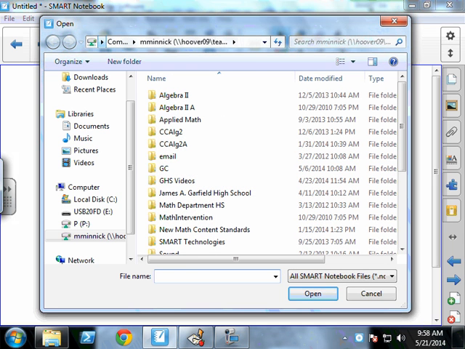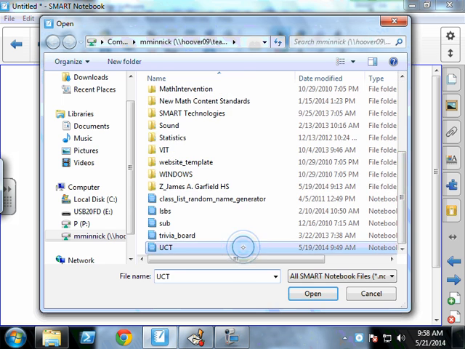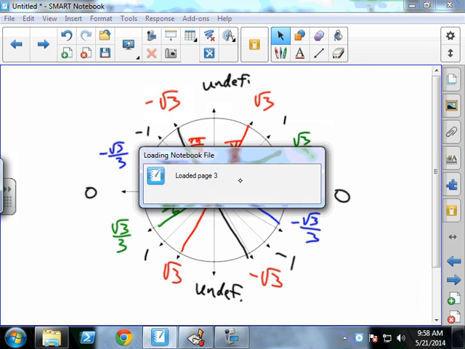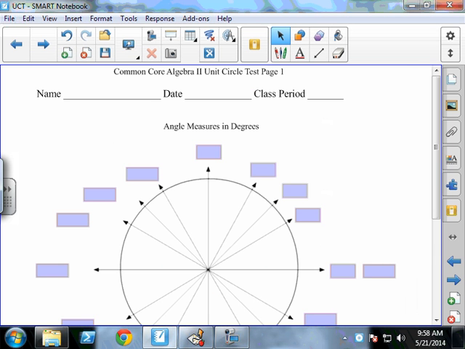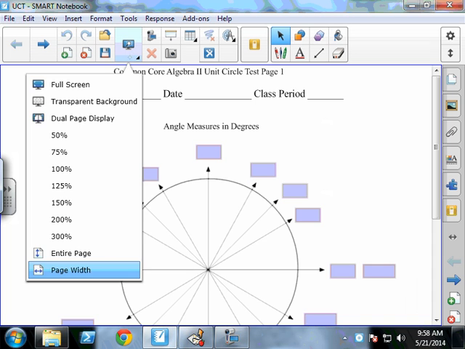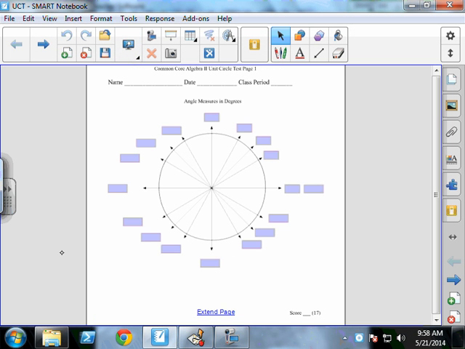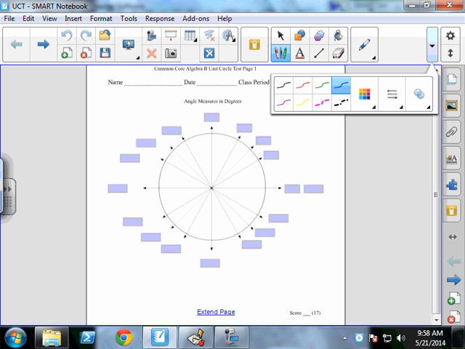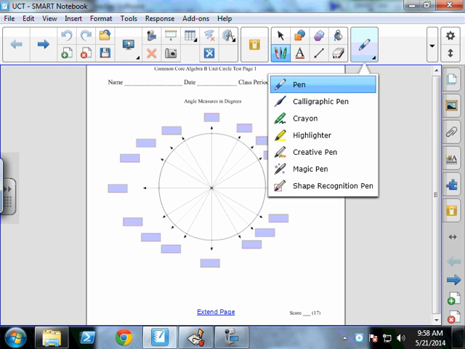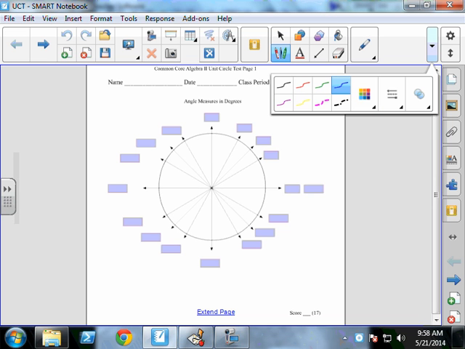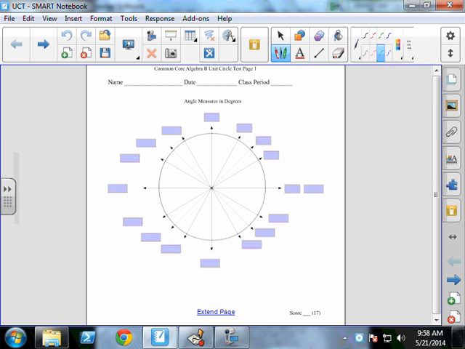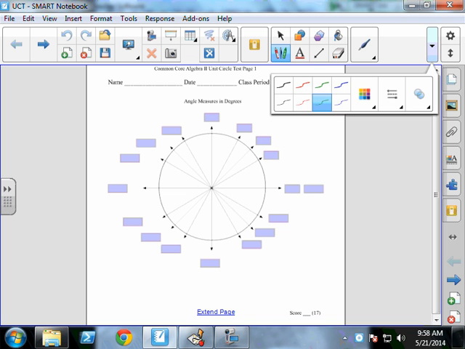Let's see if we can't fill in this unit circle test. From the top. I'm going to use my calligraphy pen here. I know the print here is going to be kind of small. Apologize for that, but so you're going to know the whole test before you even see it.